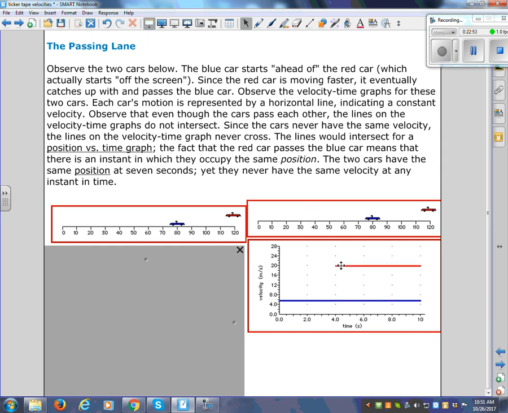How come red and blue are both flat? Because they're both moving at constant speed. Which one's moving faster? Red one. We can see that. It's above. It's moving at 20 meters per second. The blue velocity time graph is at about 6 meters per second.